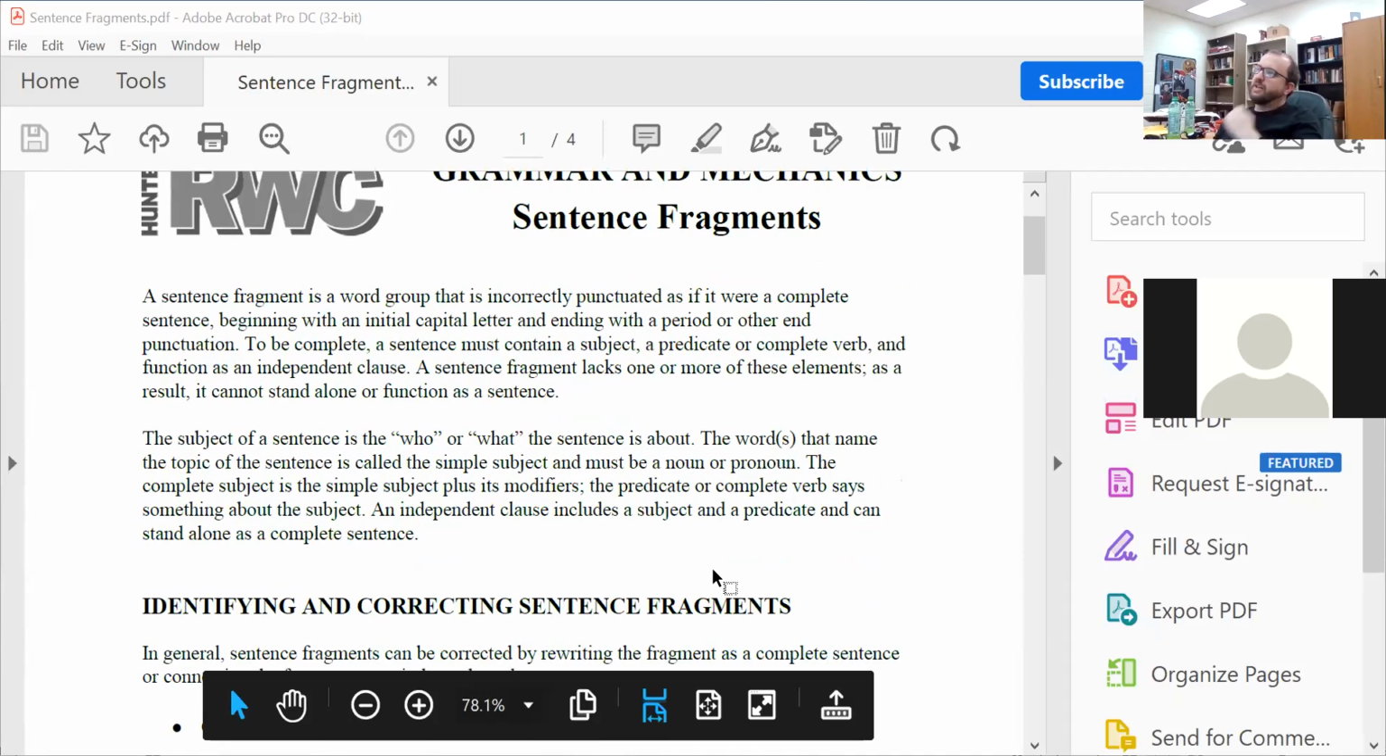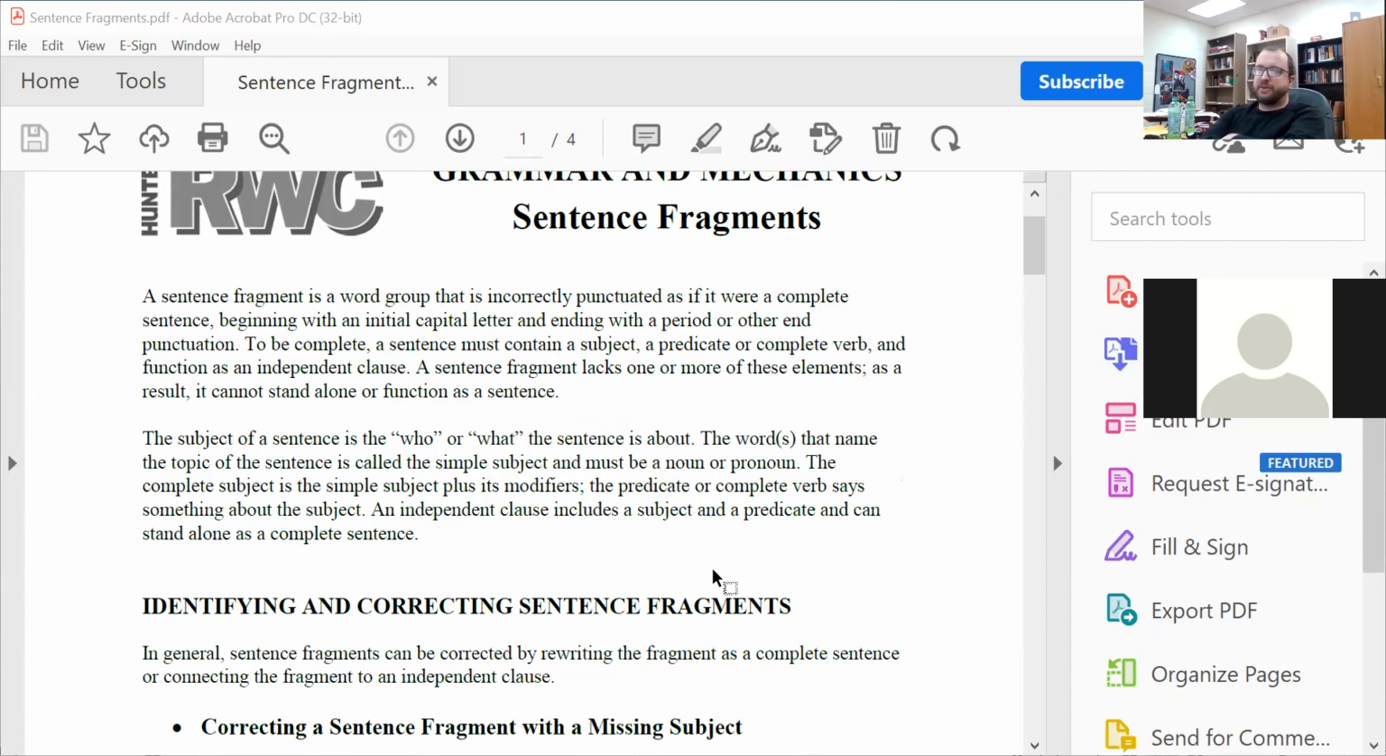So in the first couple of weeks of class, we went over things like comma splices, run-ons, etc. As I've been reading through different classes of writing, I've been noticing that sentence fragments are becoming a frequent error as well. So a sentence fragment is pretty much an incomplete sentence. It's a word group that is incorrectly punctuated as if it were a complete sentence, beginning with an initial capital letter and ending with a period.